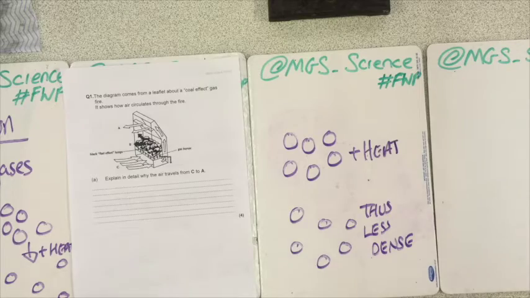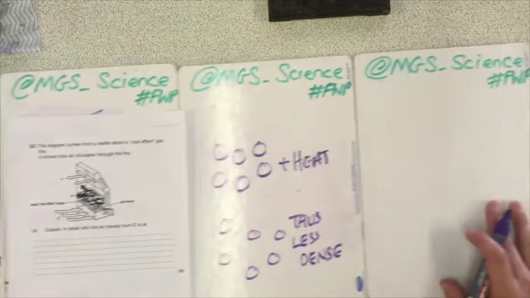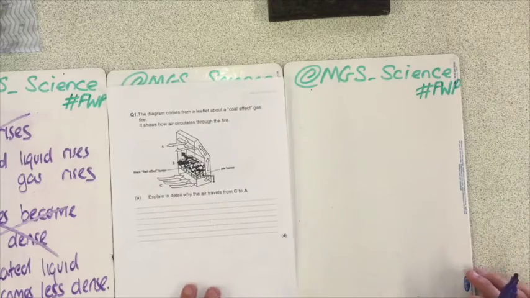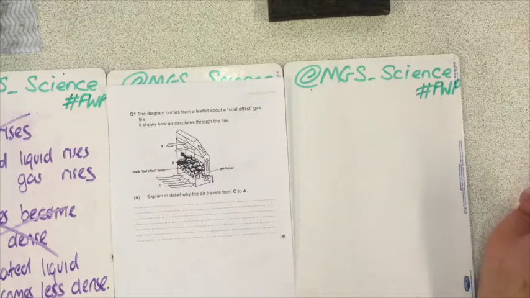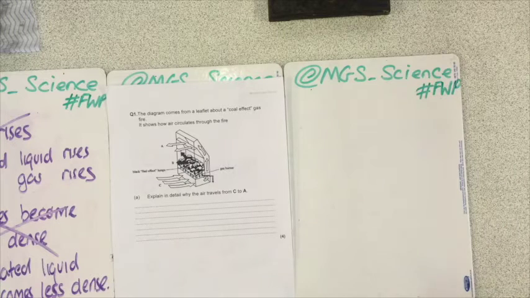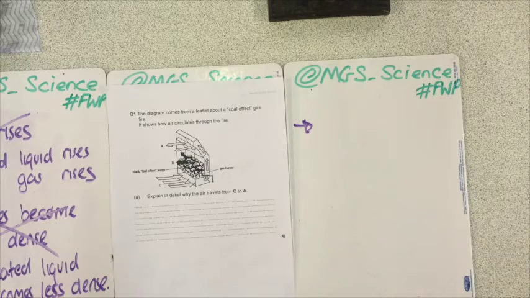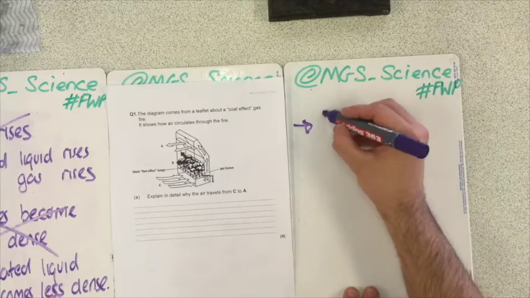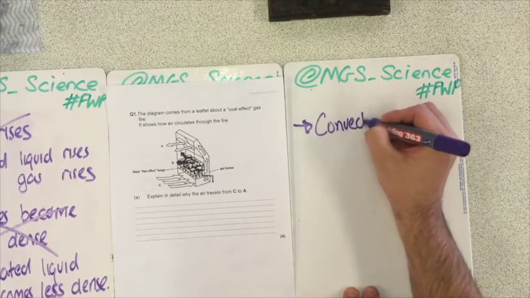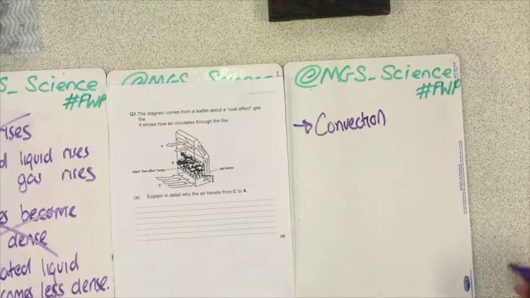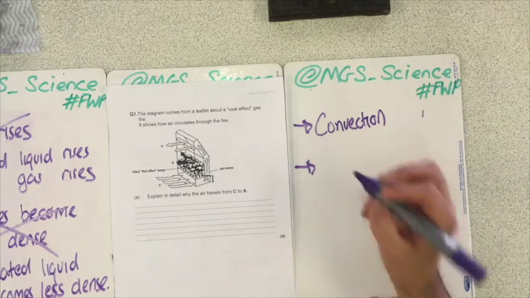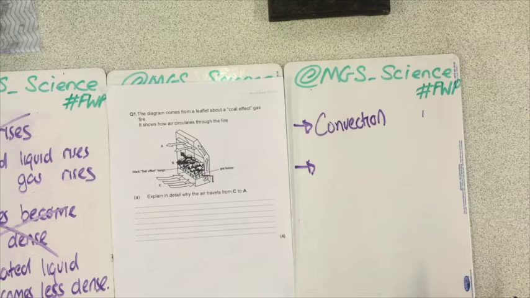So if we're going to look at how we go about answering this question, it's worth 4 marks. So bear that in mind when you're answering these questions. You need to have 4 points or 2 good points and explain them. So explain in detail why air travels from C to A. Point 1. First thing is recognising that this is convection. So convection, 1 mark.